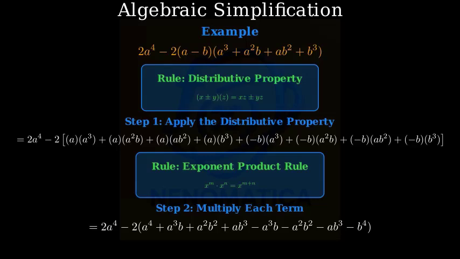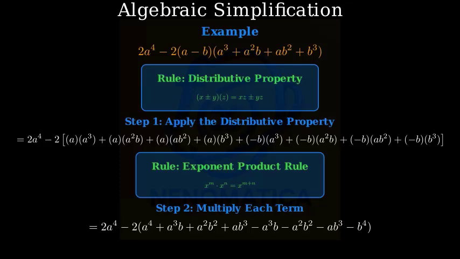Similarly, when we multiply negative b by a cubed, we get negative ba cubed or negative a cubed b. When we multiply negative b by a squared b, we get negative a squared b squared. When we multiply negative b by ab squared, we get negative ab cubed. And finally, when we multiply negative b by b cubed, we get negative b to the fourth power.